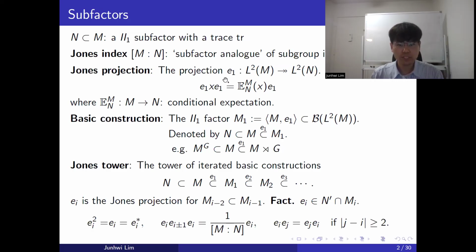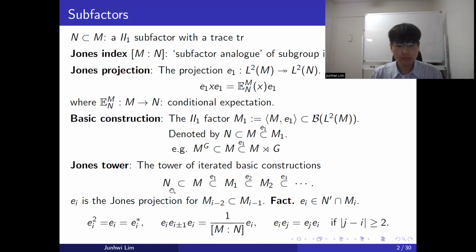Using the Jones projection E1 and the large factor M, we can generate a new von Neumann algebra denoted by M1. And this is a II_1 factor if the index of N inside M is finite. And this is denoted by this inclusion relation. A motivating example comes from a finite group action on a II_1 factor. If we take a fixed point algebra, M^G, inside a II_1 factor M, then its basic construction is simply a crossed product.